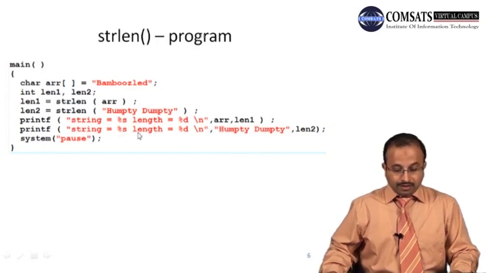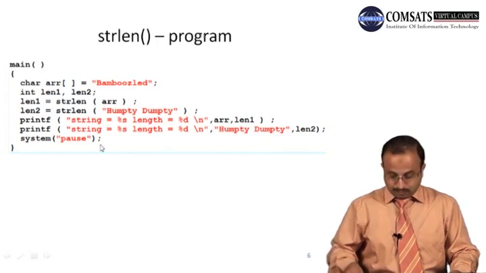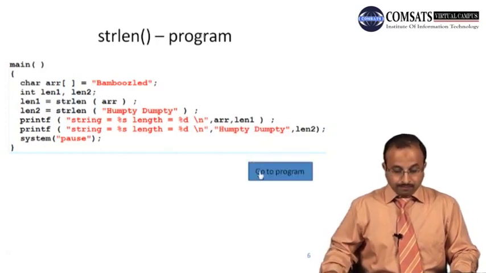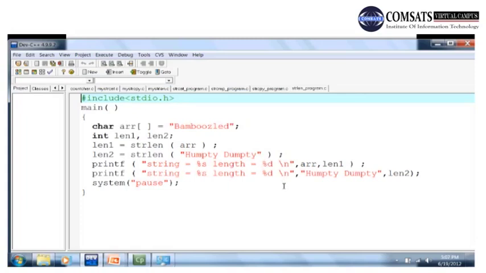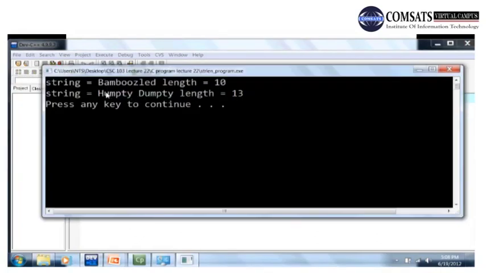In the second printf, you are printing the second string and then system pause. Let's go and see the program. Okay, this is the program that you have seen in the slide. So let's compile this program and execute it. So the first string has 1 2 3 4 5 6 7 8 9 10, so the length is 10. And the second string has 1 2 3 4 5 6 7 8 9 10 11 12 13, so 13 is the string length.